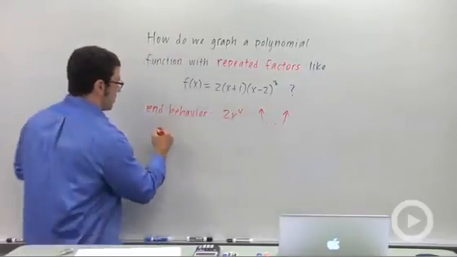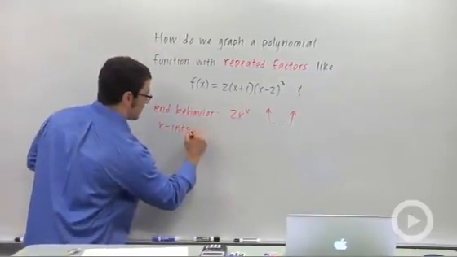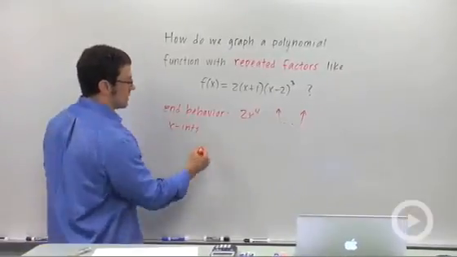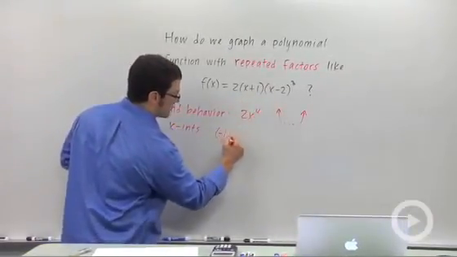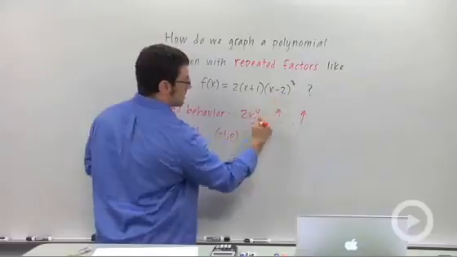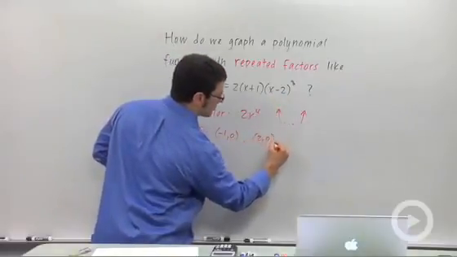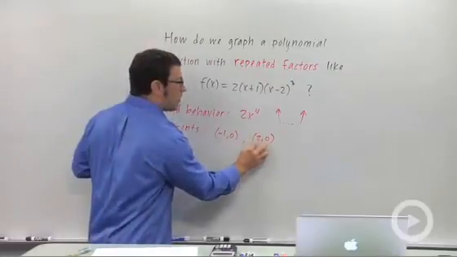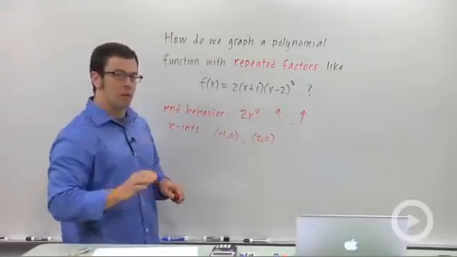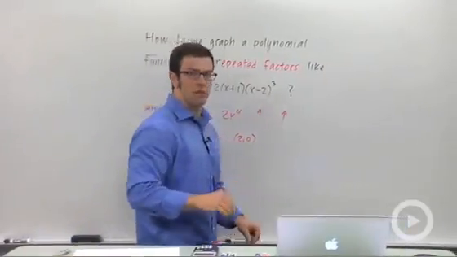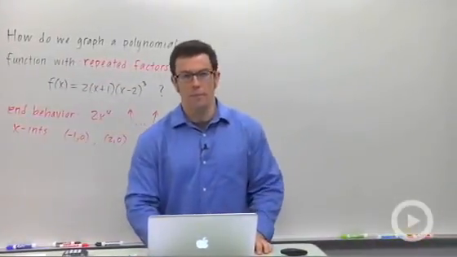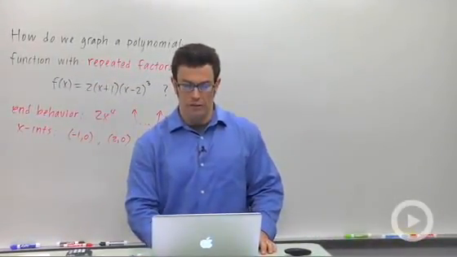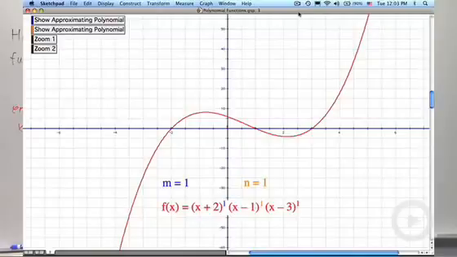And you also know what the x-intercepts are going to be. I'll abbreviate x-intercepts. The x-intercepts are going to be (-1, 0) and (2, 0). The only thing we don't really know is how the graph behaves near (2, 0). So I want to show you a little demonstration that will give you some intuition about what happens when we've got repeated factors.